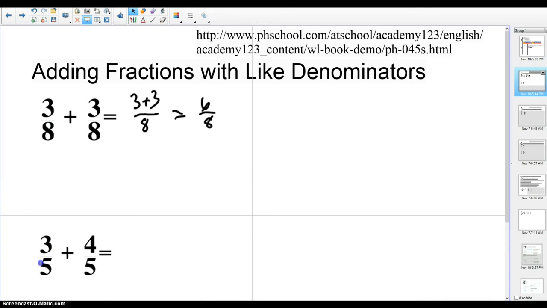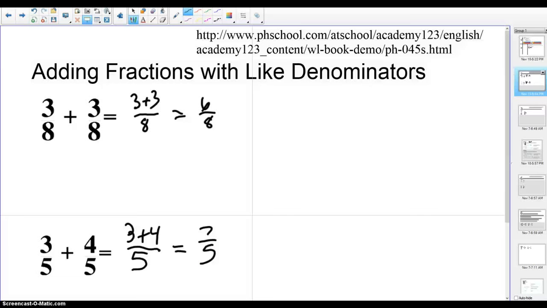For another example, if we have 3/5 plus 4/5, we have common denominators, so that stays the same. And we add the tops. So on top it's going to be 3 plus 4. And we have 7/5. So that was adding fractions with like denominators.